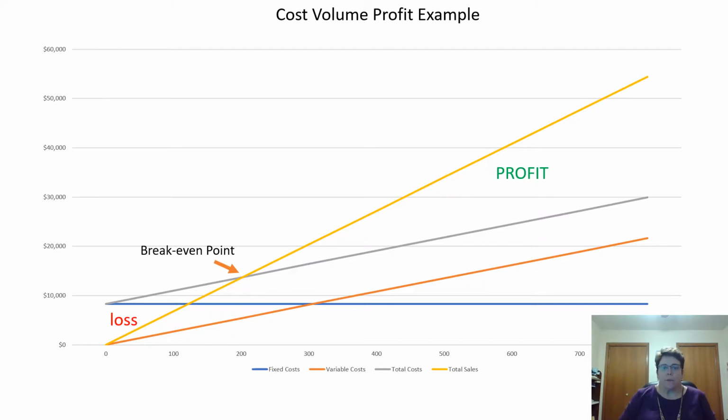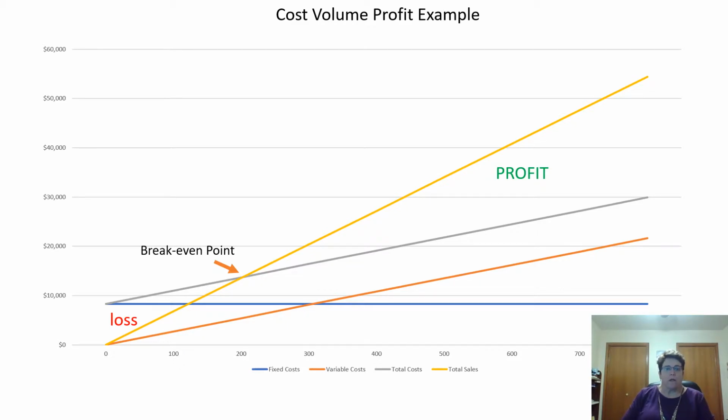So in this example, the yellow line is the sales, the gray line is our total cost, the orange line is variable costs, and the blue line is fixed costs. Units are on the horizontal axis and dollars are on the vertical. As our sales increase, of course, our variable and total costs increase, and our sales exponentially increase.